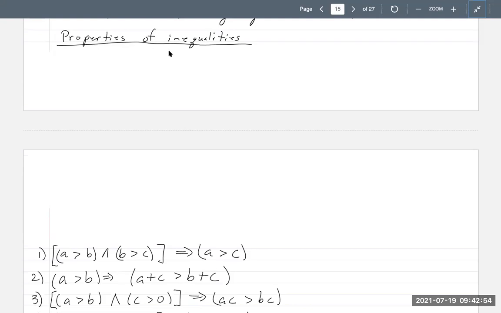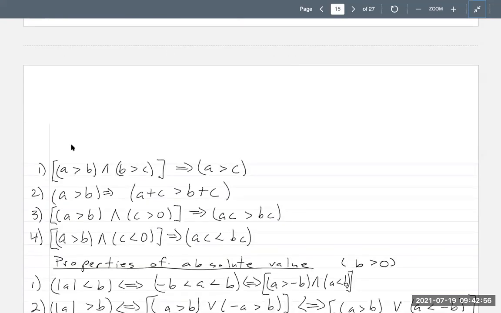So let me give you some properties of inequalities. First, transitivity. This is true if both of these inequalities are the same. I'm choosing to write greater than, but this could be greater than or equal to, or less than or equal to. It could be any of the inequality symbols except not equal. I just chose greater than. So if A is greater than B, and B is greater than C, then A is greater than C.